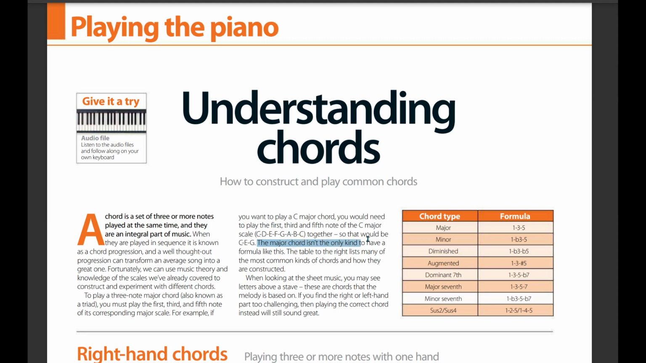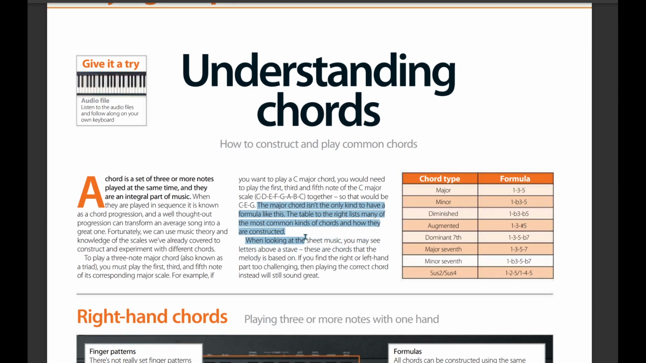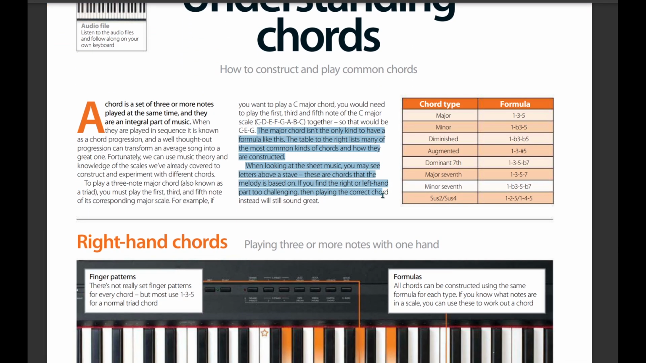The major chord isn't the only kind to have a formula like this. The table to the right lists many of those common kinds of chords and how they are constructed. When you look at the sheet music, you may see letters above the stave. These are chords that the melody is based on.